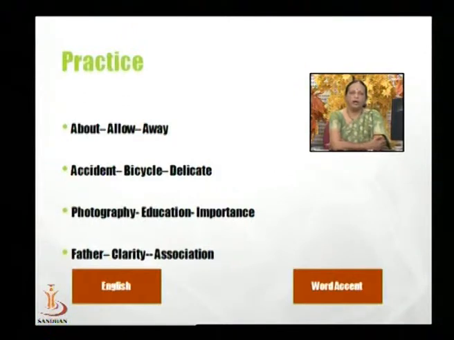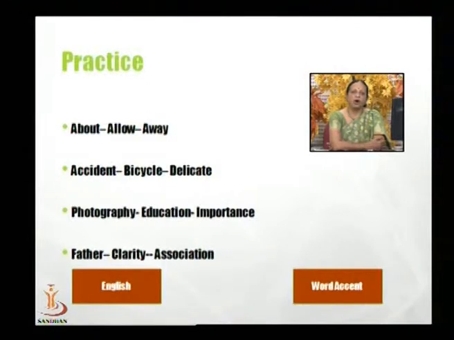About, allow, away. Which syllable, first of all, have you succeeded in breaking them into syllables? Of course you have, with all the practice that we had with the previous slide. About, allow, away. So you know that there are two syllables. About. How would you divide it? After A, you put a dash, you put a hyphen. About, allow, away. Accident, bicycle, delicate.